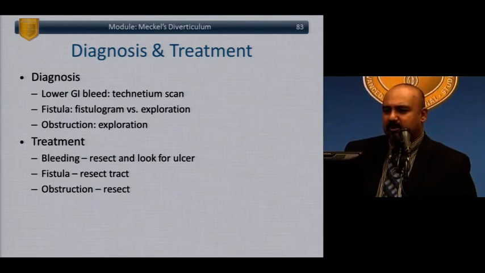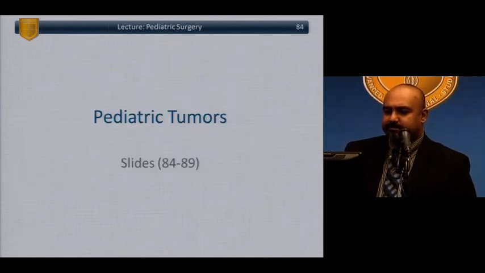The obstruction, you just explore those patients. Bleeding, you resect and you can look for the ulcer. Typically now we'll do these laparoscopically and you staple across the base of that Meckel's, and you usually take the ulcer with you. Fistula tracts, you resect the tract, and obstruction, you resect the Meckel's. People say, what do you do if you find a Meckel's incidentally? Most of us don't do anything with those that you find incidentally.